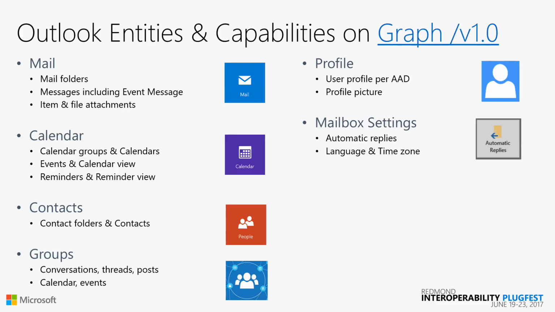Mailbox settings, this is important. A lot of folks have been asking us to expose users' mailbox settings. For example, if I set my automatic replies, or if I set my OOF settings, how do I get that information? So today, using the mailbox setting entities, you will be able to get the automatic replies of the users, what language the user is using, which time zone the user is in, all the stuff that the user sets while setting up his Outlook profile. So that information has been exposed through Graph as of today.